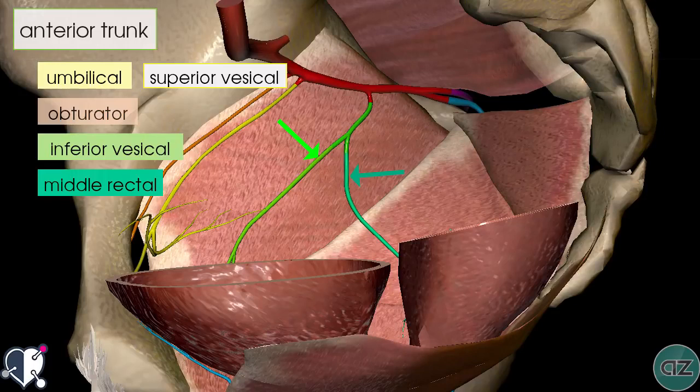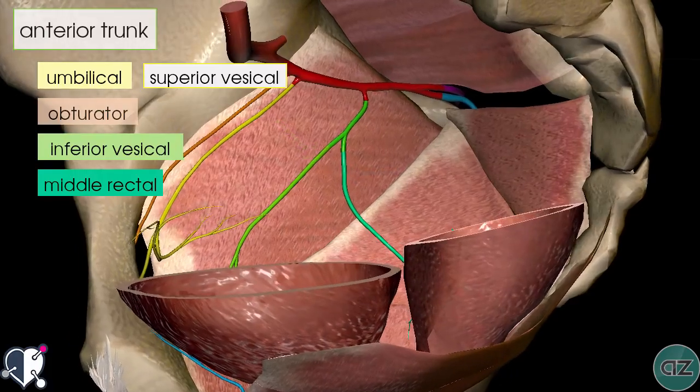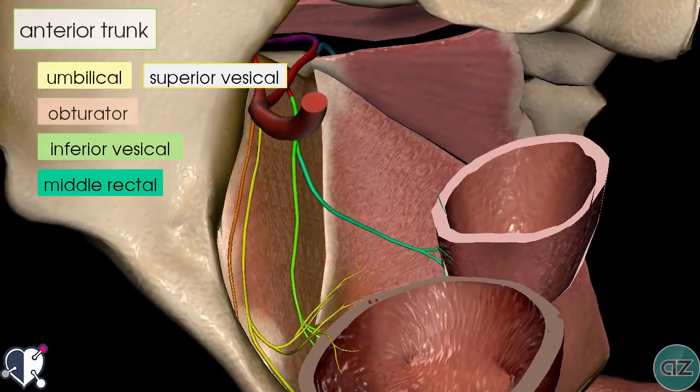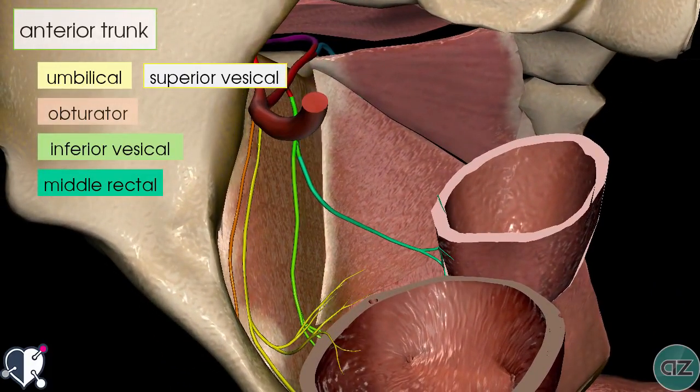The inferior vesical artery, like the superior vesical artery, supplies the bladder, the ureter, and in men the seminal vesicles and the vas deferens. If I just rotate the model round again, you can see the middle rectal artery coming off to supply the rectum. So something worth pointing out is that in women, the inferior vesical artery is replaced by the vaginal artery.